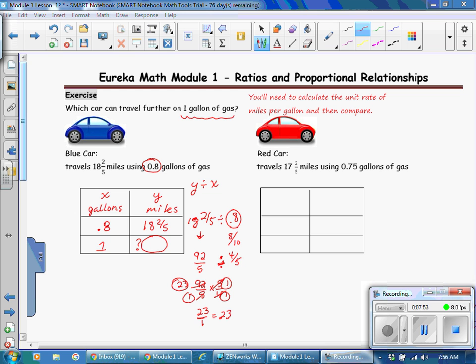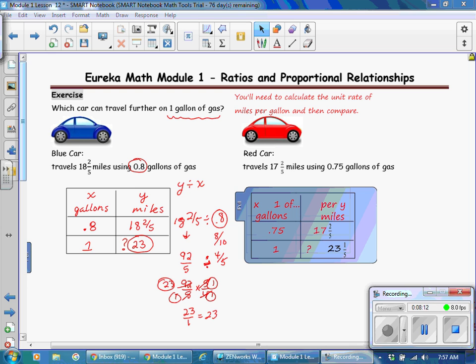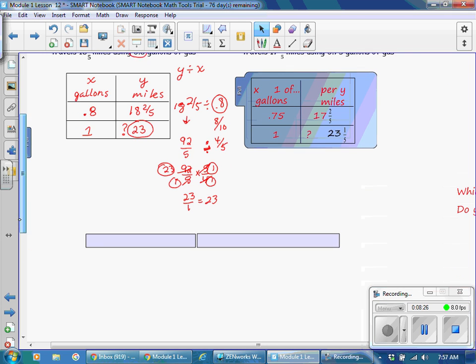So we've completed the calculation and we came up with 23. What that means is that on 1 gallon of gas, the blue car can travel 23 miles. Now pause the video and calculate for yourself the unit rate for the red car. So we filled in our chart and we discovered that the unit rate for the red car is 23 1/5 miles on 1 gallon of gas.